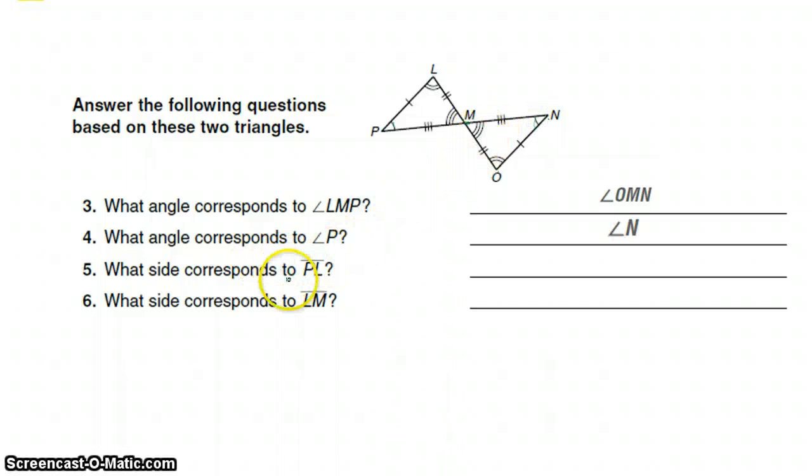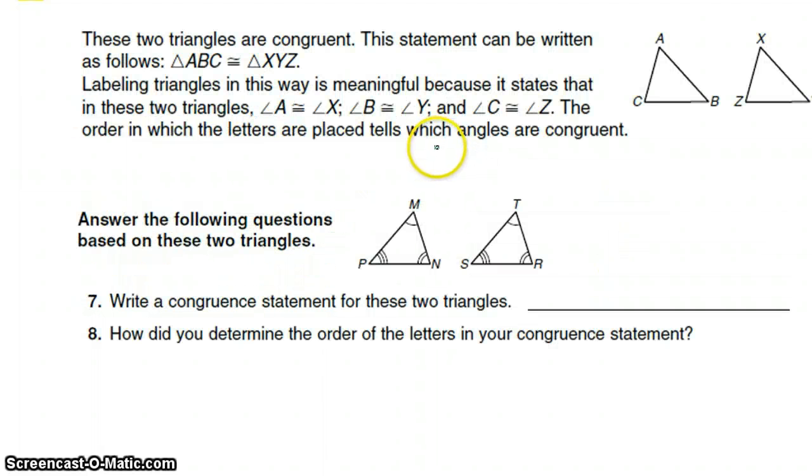What side corresponds to side PL? PL has 1 tick mark. We come over here and we find that that is NO. And what side corresponds to side LM? You came over here. LM has 2 tick marks. Did you match that up with MO or OM? Very good. All right, you are learning how to read your labels, and now you know how corresponding sides and angles look with a pair of triangles.